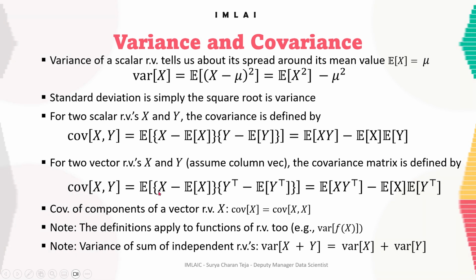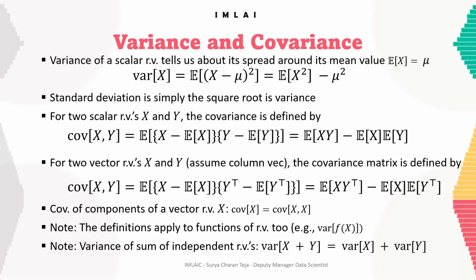Covariance of x comma y is equal to the expectation of x minus E of x, multiplied by y transpose minus E of y transpose. Then the covariance would be E of x multiplied by y transpose, minus E of x multiplied by E of y transpose. The only difference between the scalar random variable and the vector random variable is the transpose, because here this is a vector and that is a scalar.